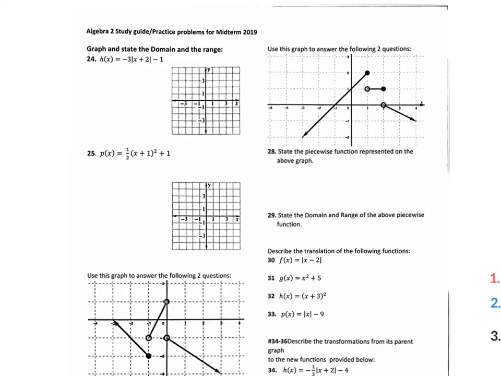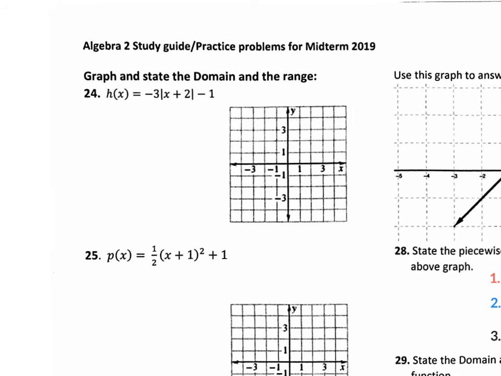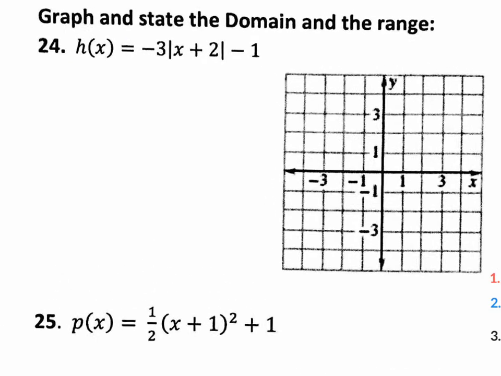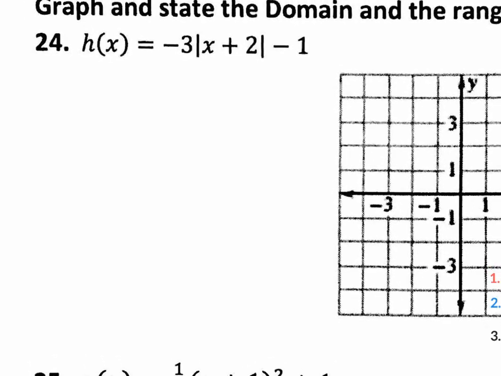The first two questions on page 3 right here are very different. One's an absolute value function, which produces a V-like graph, and the other one's a parabola, which is a U-shaped curve. So let's look at number 24, and let's identify, first of all, the most important point, the coordinate (h, k). So what's the coordinate (h, k)?